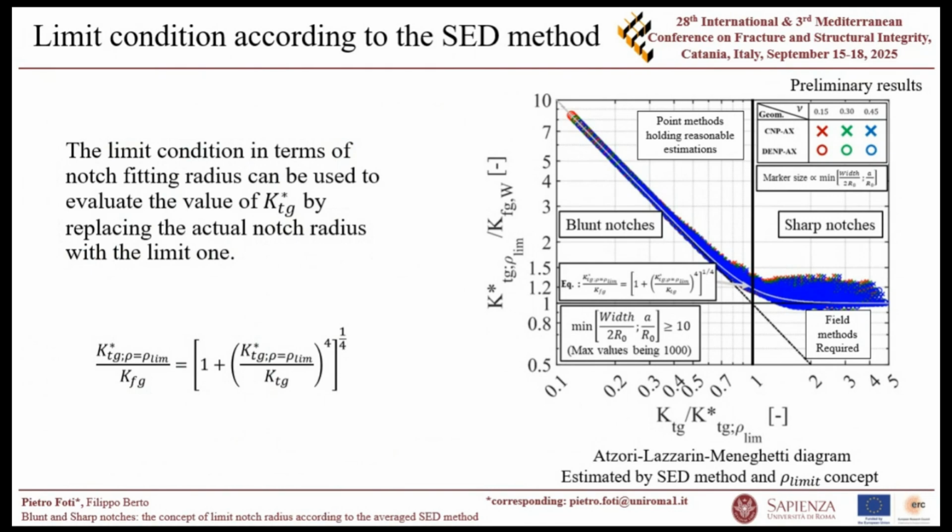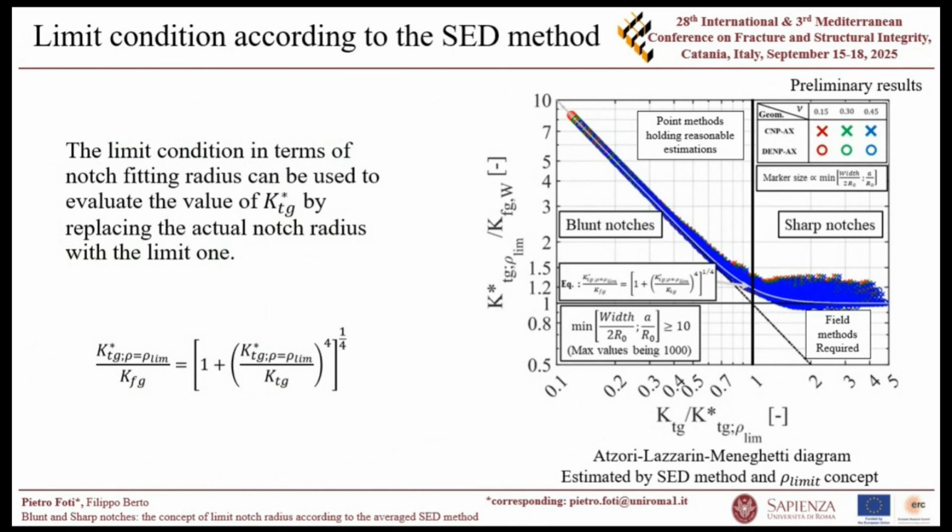And as you can see, it's possible to capture through this limit condition the distinction between blunt notches that are in this graph on the left side and sharp notches that are on the right side. In this case, this equation is already available in literature, to be honest. What we have done is to estimate the limit value of the stress concentration factor by replacing to the actual geometry the value of the limit notch radius.